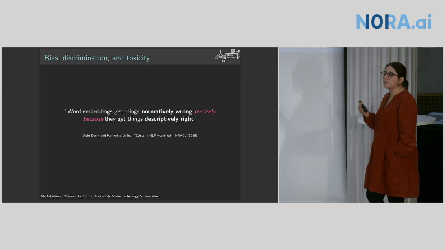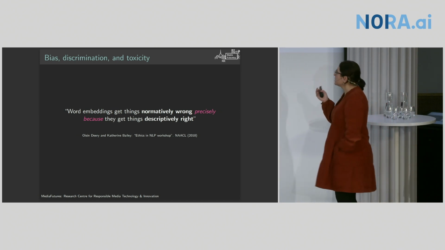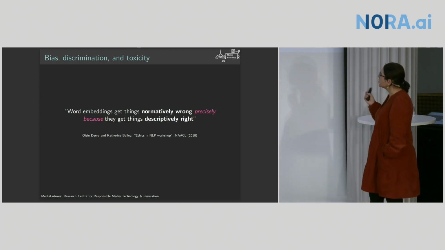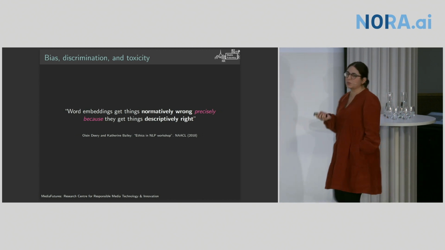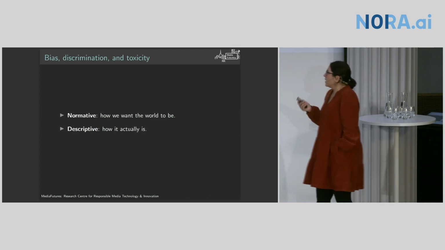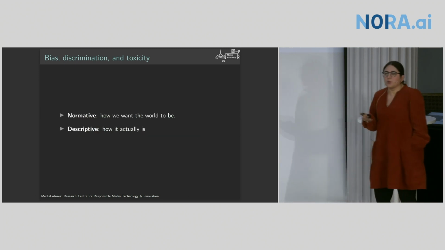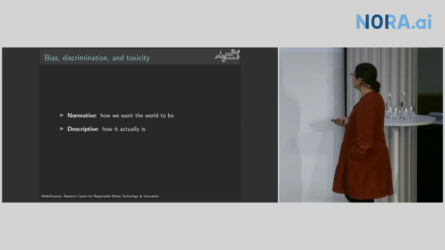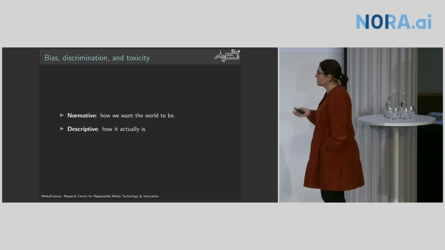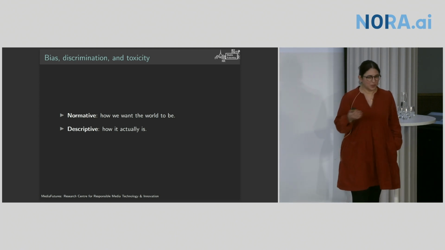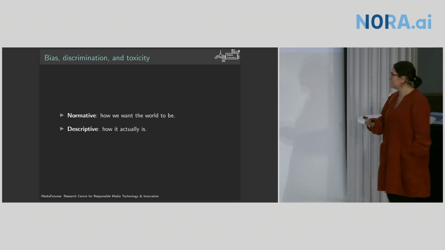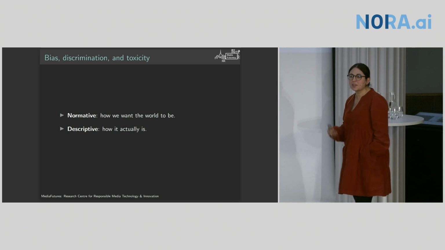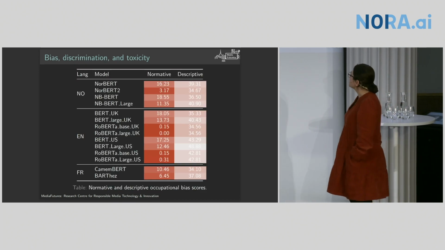This comes to a very nice quote that I like a lot, which is that word embeddings get things normatively wrong because they get things descriptively right. So what does it mean? A normative point of view is how you want the world to be. That's what we wish our society should look like, right? While the descriptive one is how it actually is. We know that we humans are problematic, we generate problematic content, and with no surprise, the models can have this kind of problematic content.